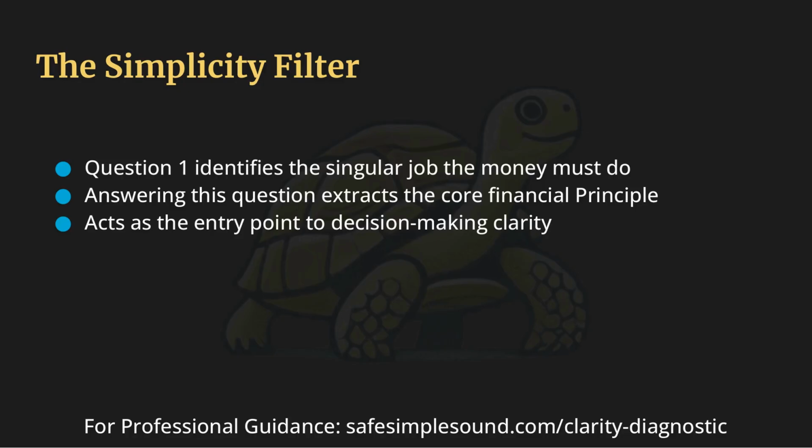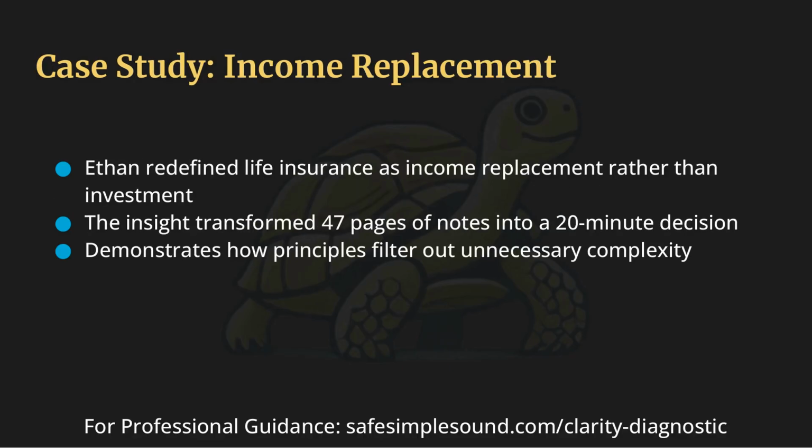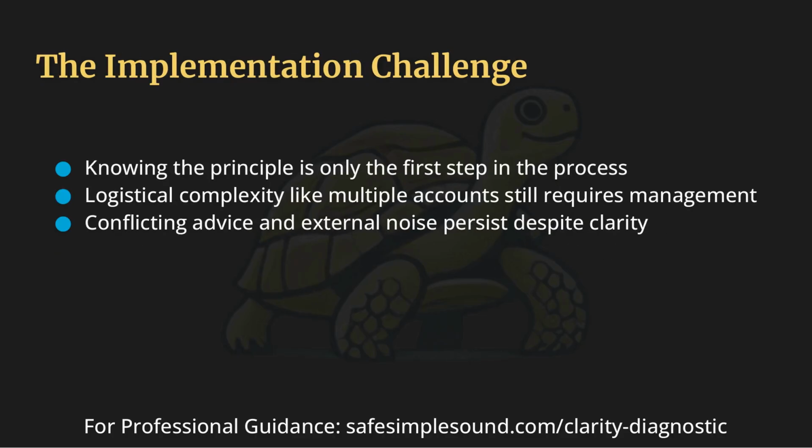What is the singular job this money needs to do? If you answer that question, you extract the principle. For Ethan, the job of life insurance wasn't investment optimization, it was income replacement. That one insight turned 47 pages of notes into a 20-minute decision. But knowing the principle is only the first step.